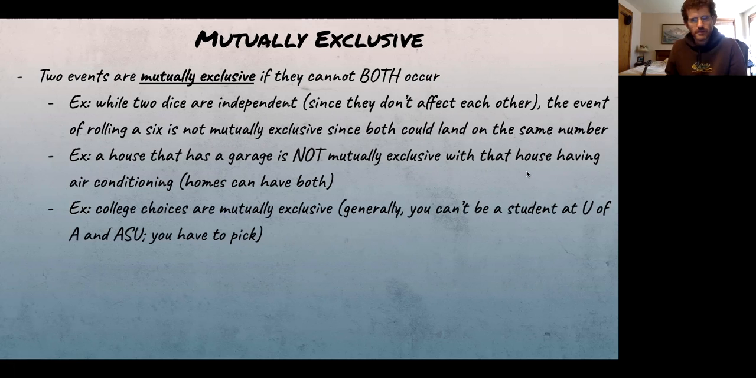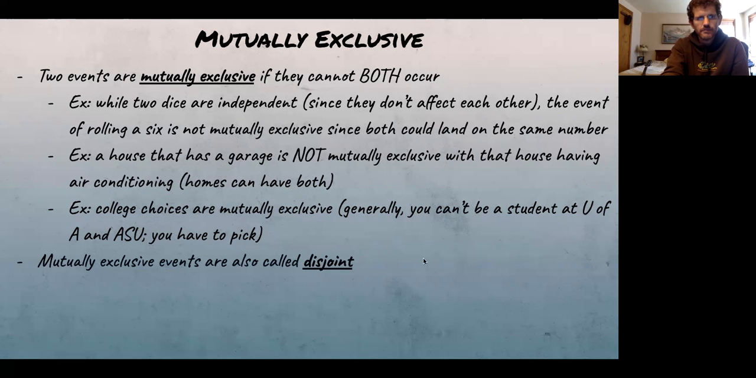But here's one that might be pertinent for you guys. College choices. If you're going through a few colleges right now, you're not quite sure which one you're going to attend. Well, eventually you're making a choice, and that event is mutually exclusive. You can't choose to go to U of A and ASU or whatever your choices are. You have to pick one. So you can't be a student at both universities, generally speaking. I think it's fair to just generalize it that way.